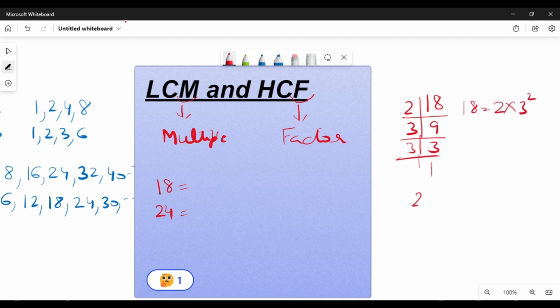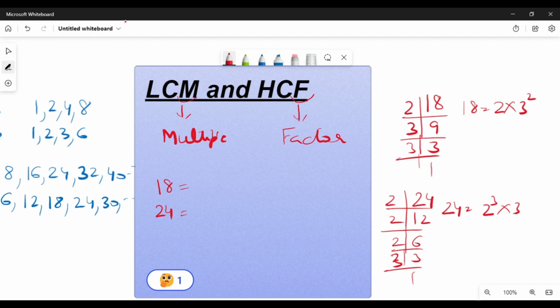What about 24? Let us factorize 24. 24 is again an even number. 2 1s are 2, 2 2s are 4. Again an even number. 2 6s are 12. Again even. 2 3s are 6. 3 1s are 3. So the prime factorization of 24 we have got is 2 cubed into 3. We have got the prime factorization of both the numbers.